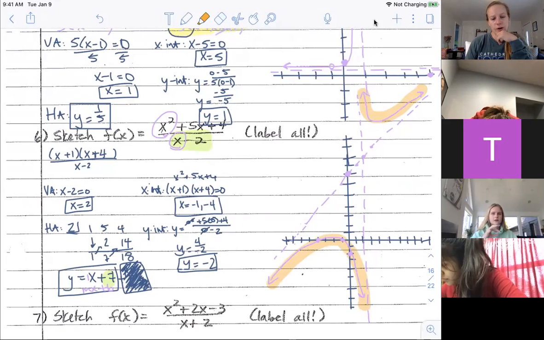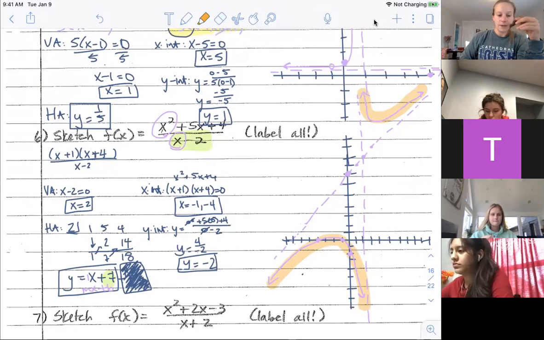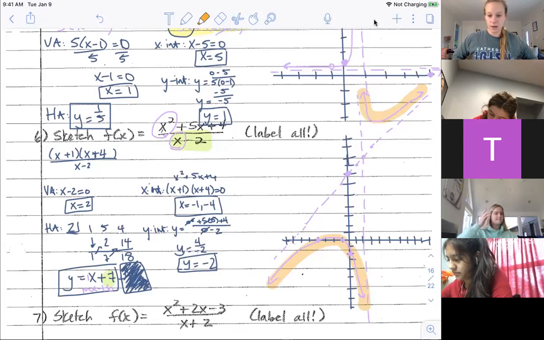Any questions so far? All right, we got one more to do, and then we're going to move on to new stuff. You don't need to factor this one. You can if you want, but why don't you take a minute? I'm going to do attendance. You see if you can find the VA, the HA, and the intercepts. I'll join you in 1 second. See what you can do.